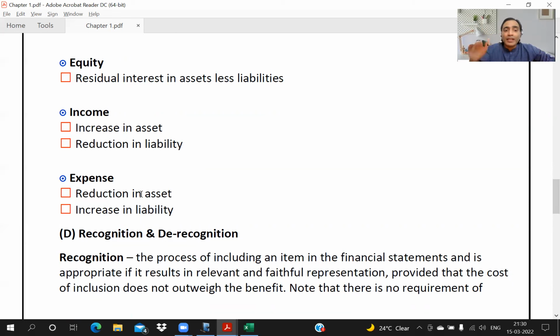Similarly, expense: if there is a reduction in the asset, so cash depletes, receivables are not paid off, bad debts, non-current assets are depreciated, that is again an expense. Or if there is an increase in the liability, if your supplier cancels the discount, or if you have to allow discount to your customers, which again increases your liability, that will qualify as an expense. Okay, easy stuff.